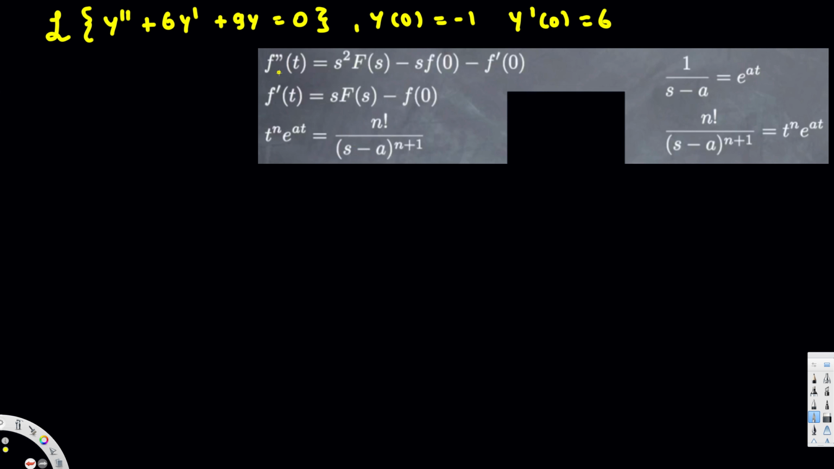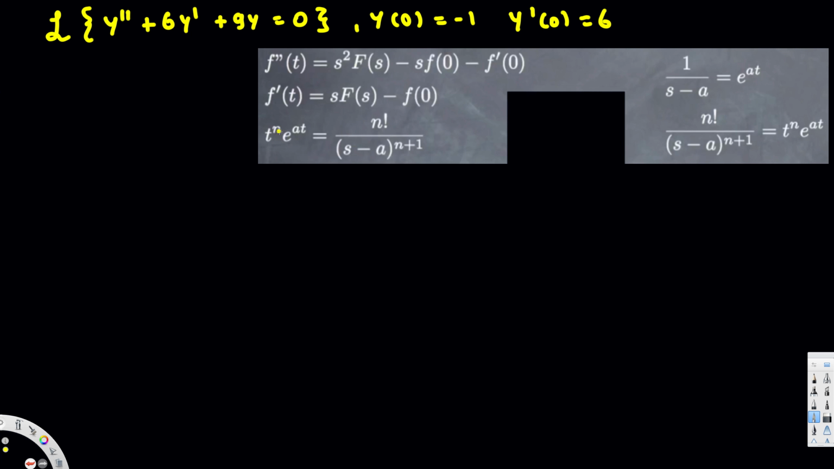When we have a function with a second derivative and we convert it into the s world, it turns into s squared F of s minus s F of 0 minus F prime of 0. And when we convert the first derivative of a function to the s world, it becomes s F of s minus F of 0.